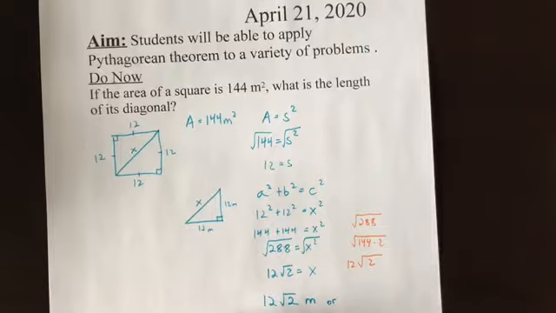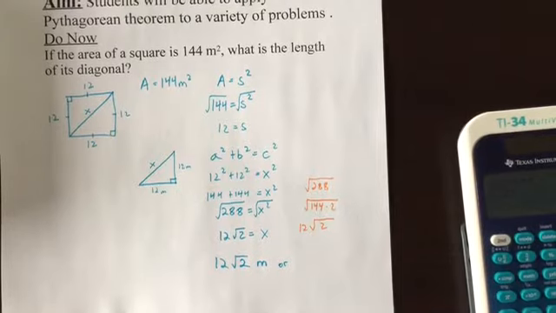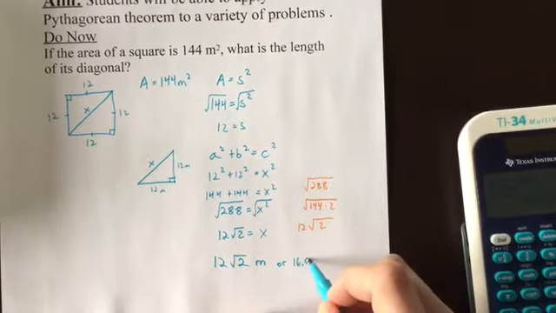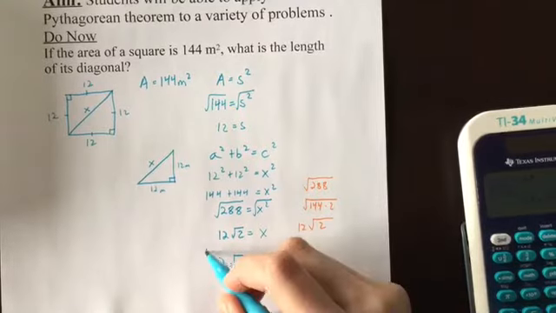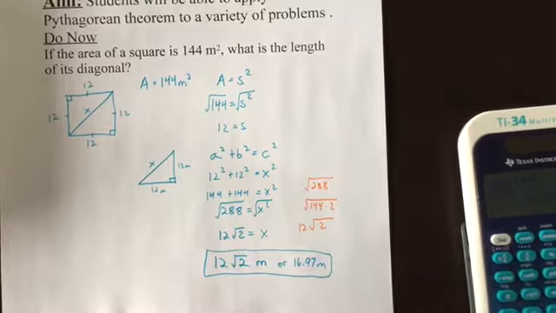Or if we wanted to find our answer not in simplest radical form, the square root of 288 would be 16.97 meters. And I just wanted to show both options there so you get a feel for the numbers.